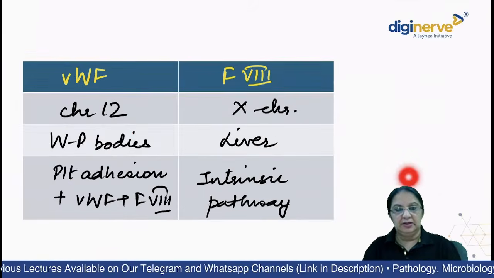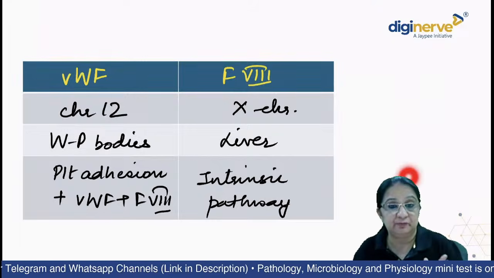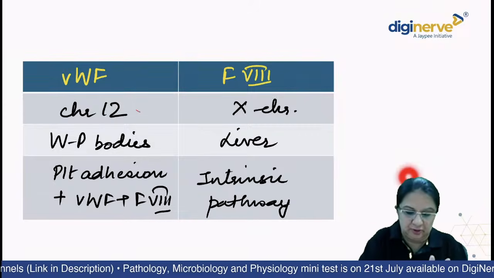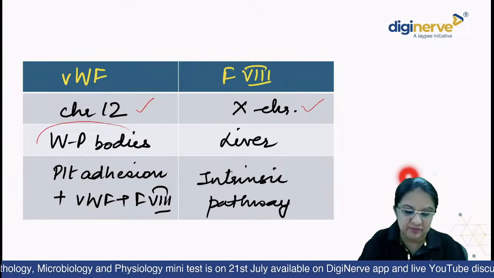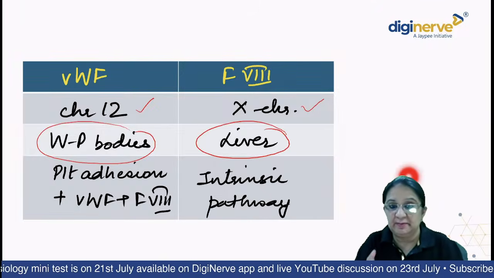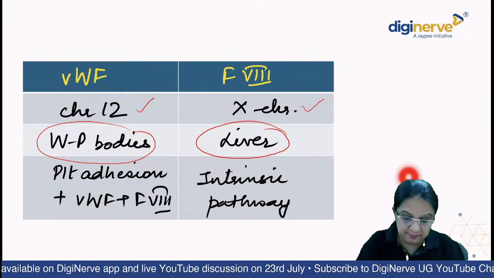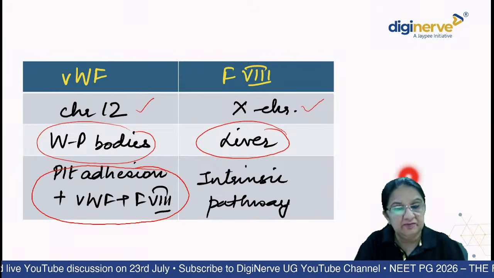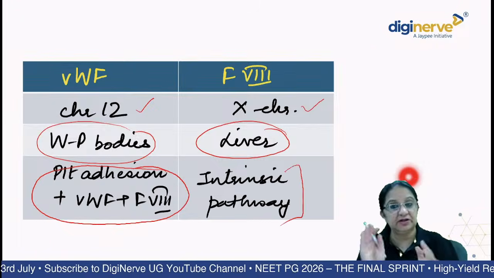All right. Now, von Willebrand factor prolongs factor 8. But how do you differentiate? What are the differentiating features between those? Gene on chromosome 12, this X chromosome, secreted from Weibel-Palade bodies on the endothelium, secreted from liver. Remember the vitamin K dependent factors, 8 is not there. Function, platelet adhesion, plus prolongation of the factor 8 half-life. Then factor 8 itself plays an important role in the intrinsic pathway.